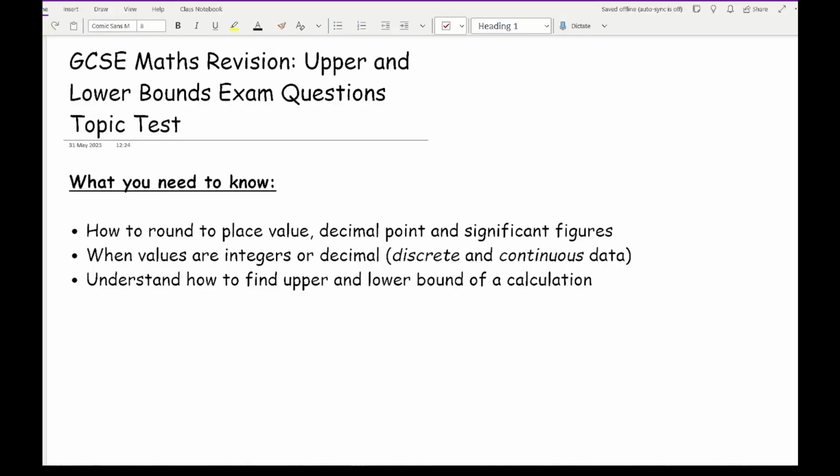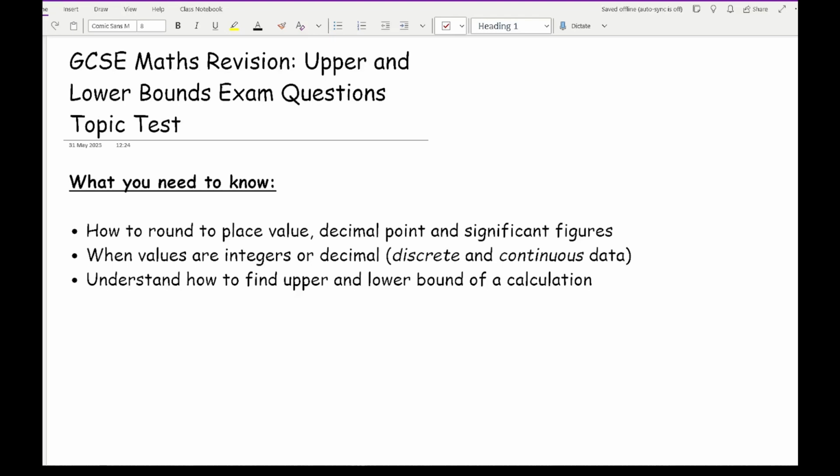Now before we get started, let's just have a quick overview of what it is you need to revise when studying this particular topic. In terms of what you need to know, how to round numbers to place values. So when you're asked to round numbers up to the nearest 10, 100, 1000, or maybe to the nearest 50, 5, or even 10th, 100th, 1000th, etc. You also need to know how to round to decimal places and significant figures, and also know where positions are in those particular numbers.